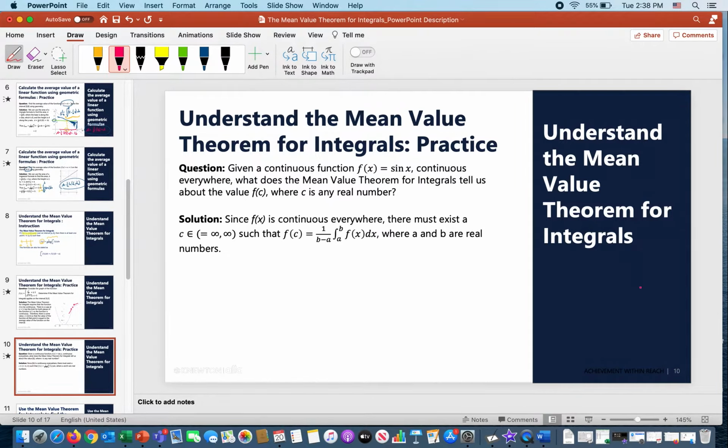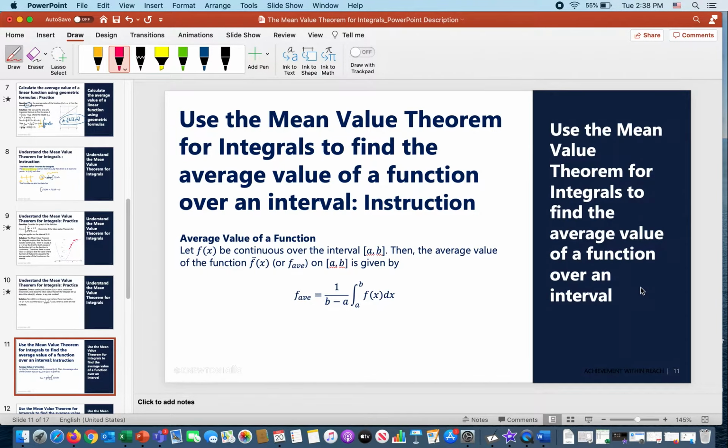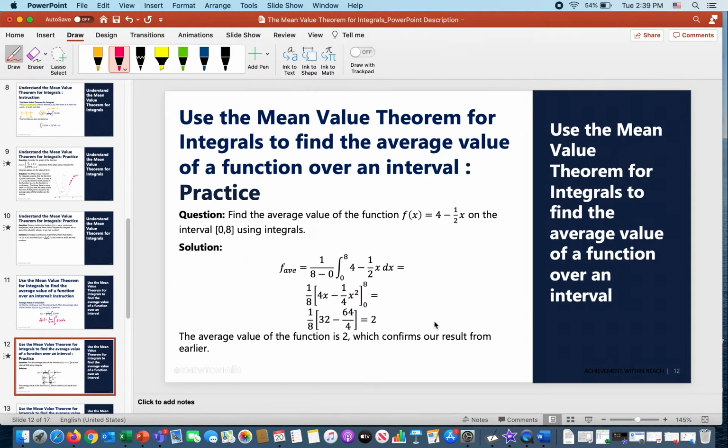Here's a question you can read, very simple question about just the mean value theorem in general, but this is really what we wanted to focus on. The average value of the function is equal to 1 over b minus a times the integral from a to b of f of x dx. The mean value theorem says that there's some c value that would make this true. So I'm going to apply what I know about the average value and figure out where that thing occurs.